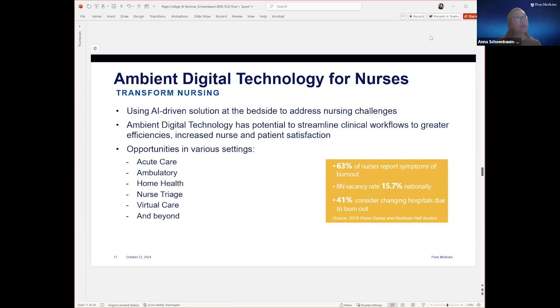But this ambient digital technology for nursing is going to be available in different spaces. So Adam mentioned acute care. We are testing it on the ambulatory side with nurses where they are doing nurse triage. There's a lot of documentation there. So we're trying that. Our home health is aching for it. It's not quite ready, but when they're ready, we'll try to do that. And then we're trying to do it also for some virtual care. But it is coming in the acute care setting. There's a lot of work and development because those flow sheets are complex.